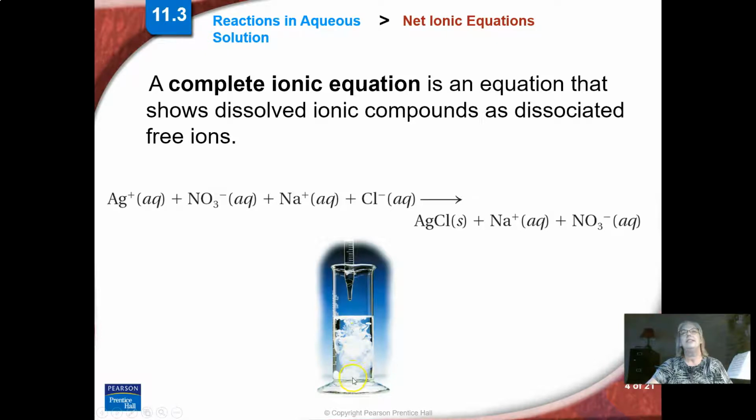If you let this settle and take off the water part, it's going to be a solid down here. So we're making a solid. These guys are just sitting around watching the show. So these, a sodium ion and nitrate ion, are spectators. So this is called the complete ionic equation. It's showing everything that's sitting in that beaker. And then we're going to get rid of the spectators, and we'll call that the net ionic equation. So right here you're seeing the complete ionic equation.